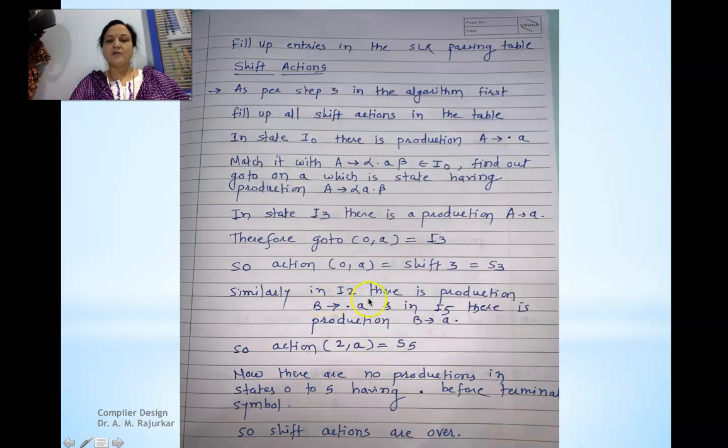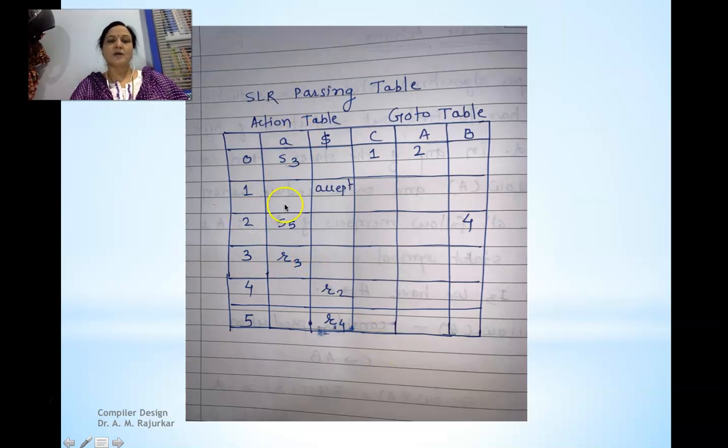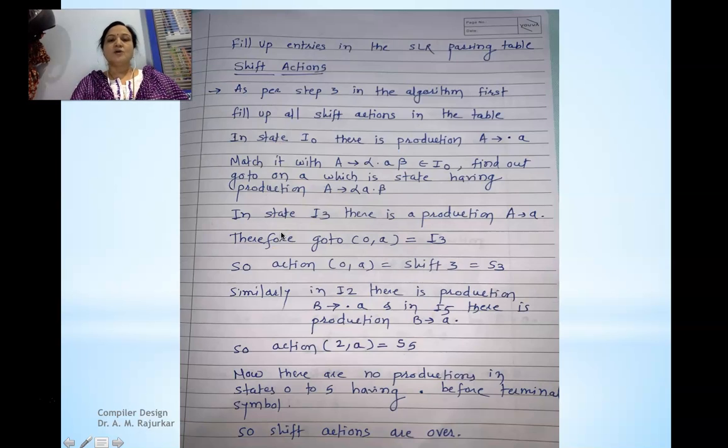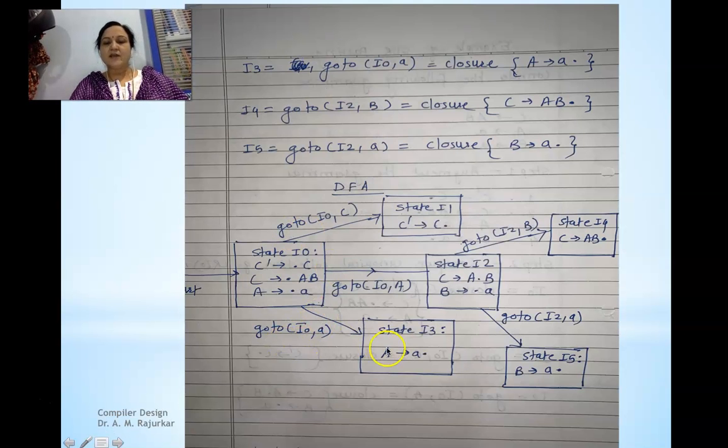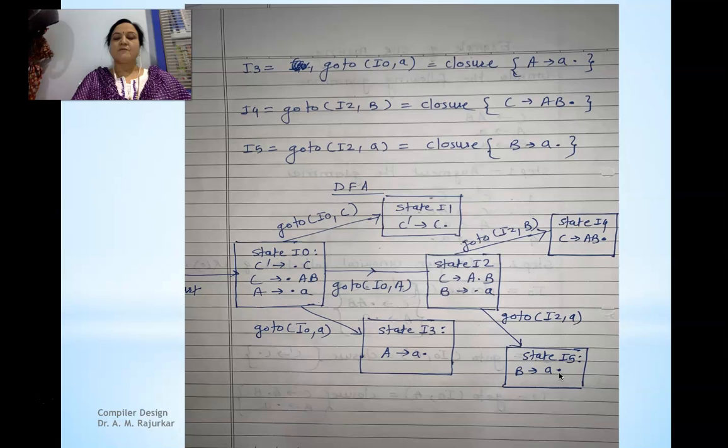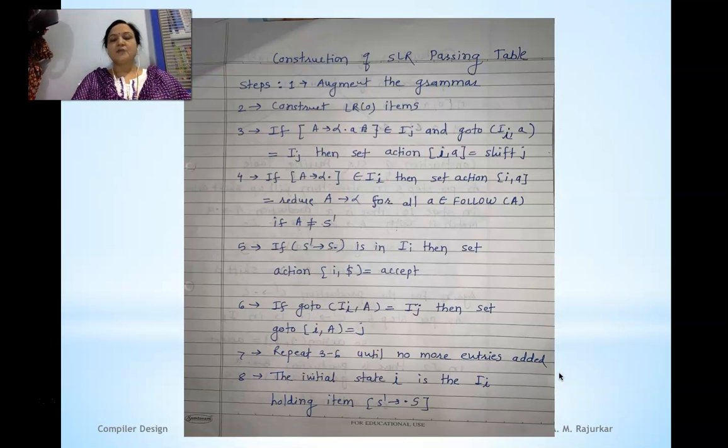So similarly in I2 there is a production B tends to dot A, and the transition is going to I5, where there is a production B tends to A dot. So the action will be [2, A]. In state 2 it is the production and it is going to 5. So [2, A] equals S5. So fill up that [2, A] equals S5. Now check, are there any further productions where a terminal is after the dot? In I3 no, in I4 no, in I5 no. No production is there where a terminal symbol is after the dot, which means our shift entries are over. So we have filled up 2 shift entries.